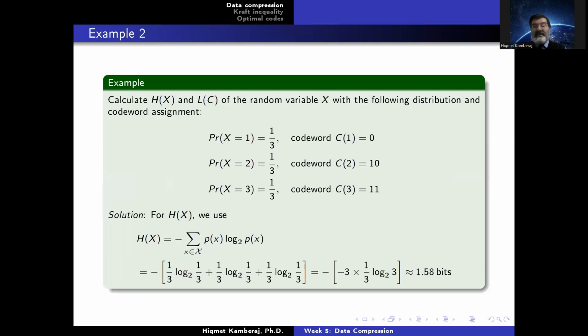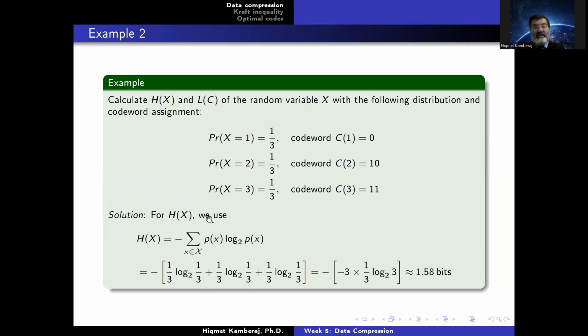Now let's take another example. We calculate the same Shannon entropy and the expected length of the code word C of the random variable X with the following distribution and code word assignments. Probability of X being equal to 1 is 1/3, and the code word C of 1 is simply 0. Probability of X being equal to 2 is 1/3, and the code word C of 2 is 1, 0. Probability of X being equal to 3 is 1/3, and the code word C of 3 is equal to 1, 1.